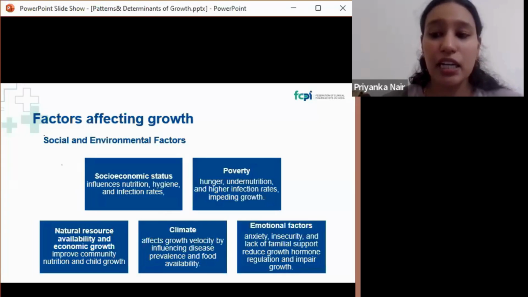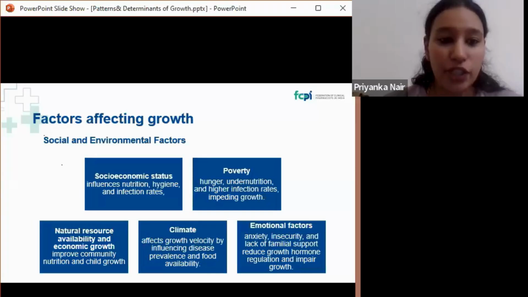Apart from this, there are emotional factors like anxiety, insecurity, and lack of familial support, which lead to reduced growth hormone regulation and impair growth as such. So all these factors come into play and affect growth.